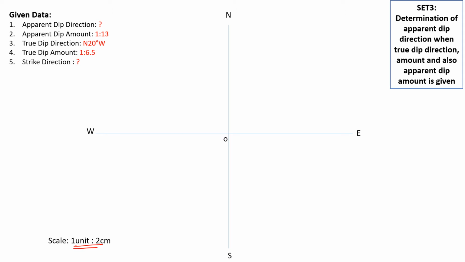So in everything, only the amounts, remember, only the amounts will become half. But directions will remain as it is. You should not divide the directions with the unit. These directions are with respect to amounts only. 1:13 is there and 1:6.5 is there. Okay, so first I'll be plotting whatever is being given. North 20 west, I plotted it here. Then once I plot north 20 west, I'll write down here, this is a true dip, north 20 west, it is written already. And then we'll see the amount also. So this is 1:13.